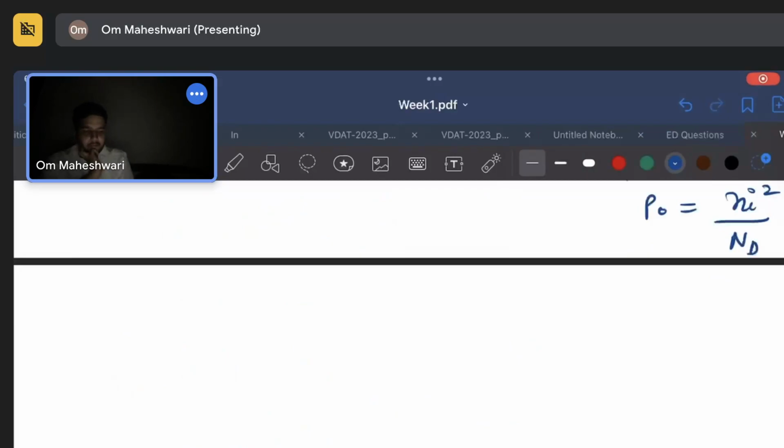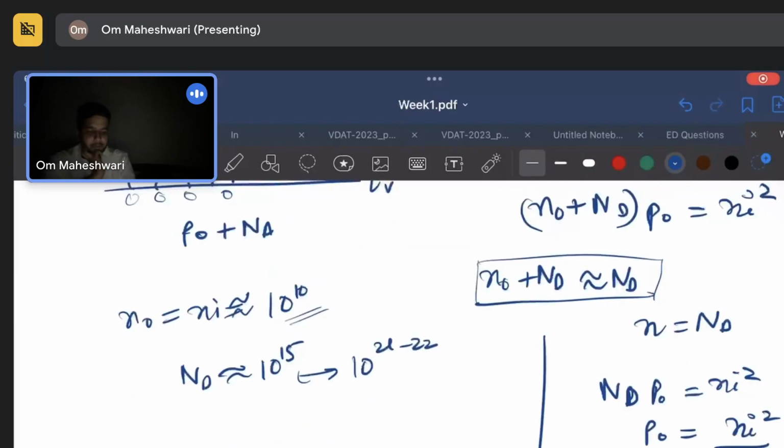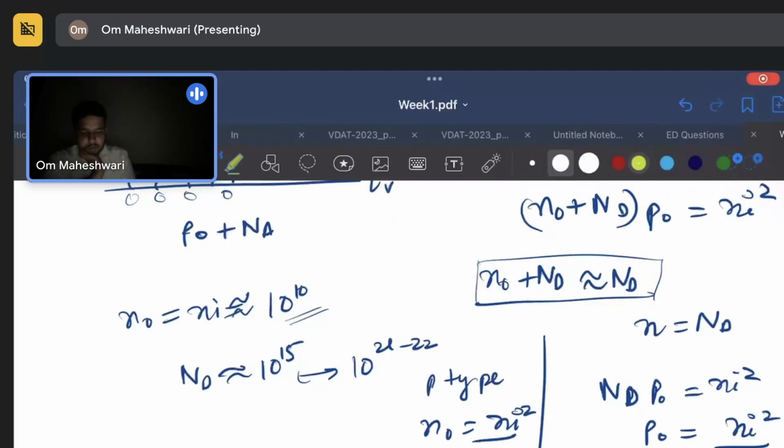Similarly, if we have p-type doping, we can have N0 equals Ni square by Na. Okay, so these are also important relations.